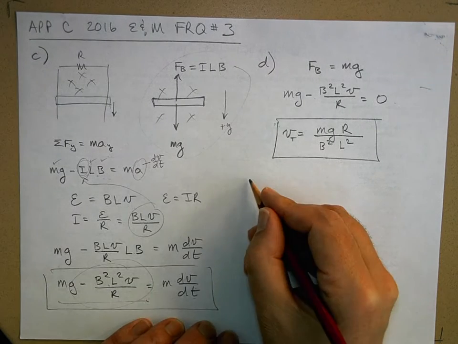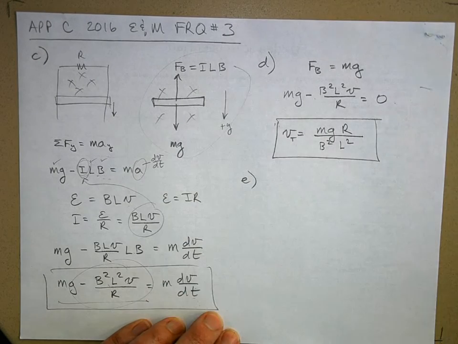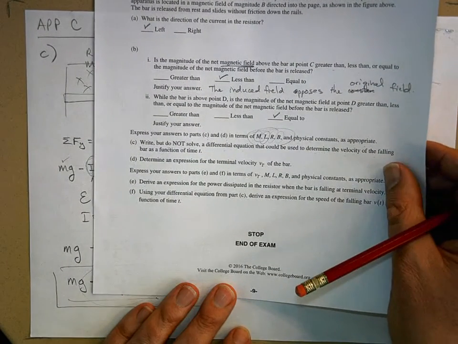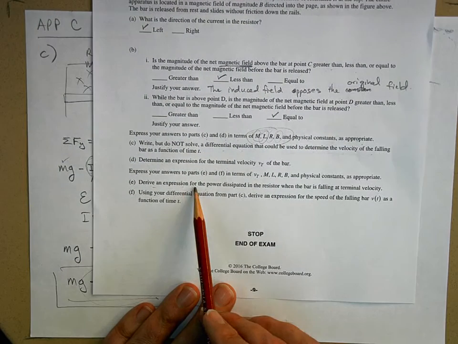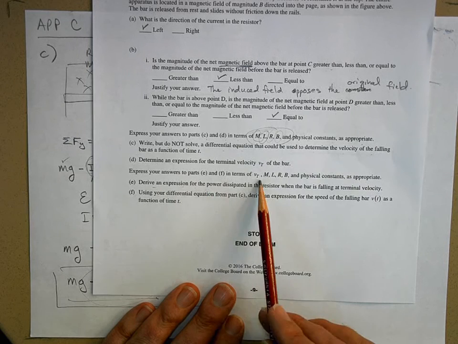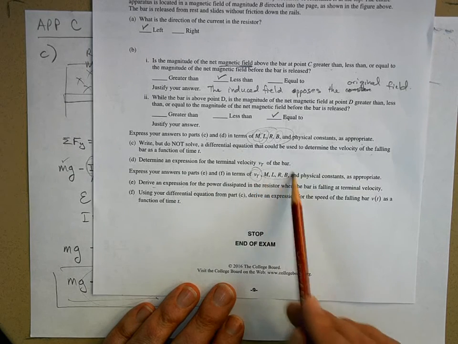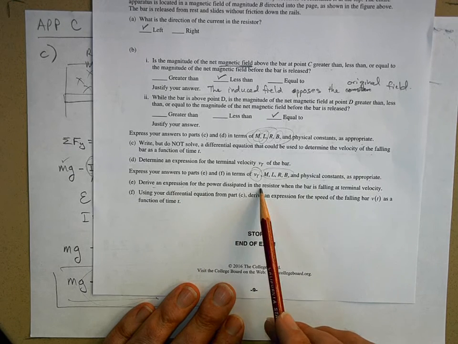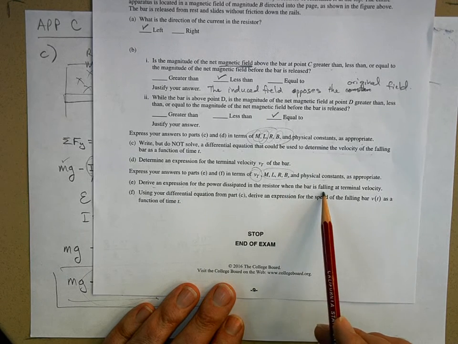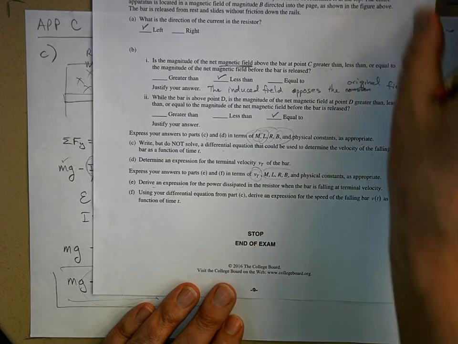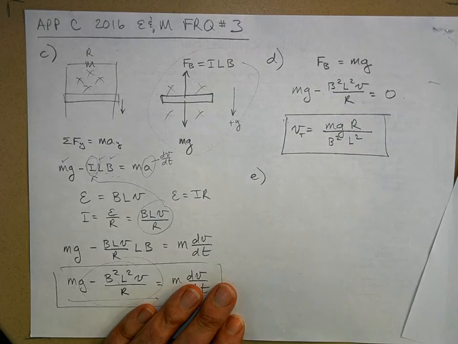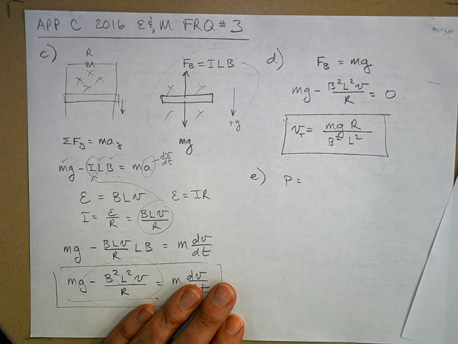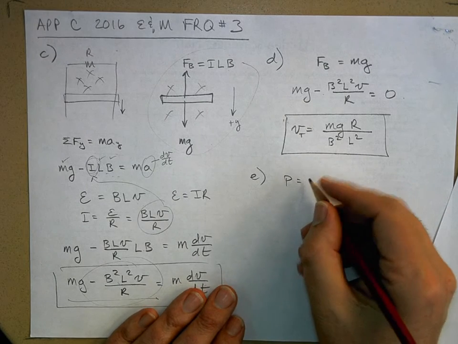And now we get to the lovely part E. And part E says, derive an expression, in terms of the terminal velocity and all this, and physical constants as appropriate. Derive the expression for the power dissipated in the resistor when the bar is falling at terminal velocity. Oh, okay. So the power equals I squared R.